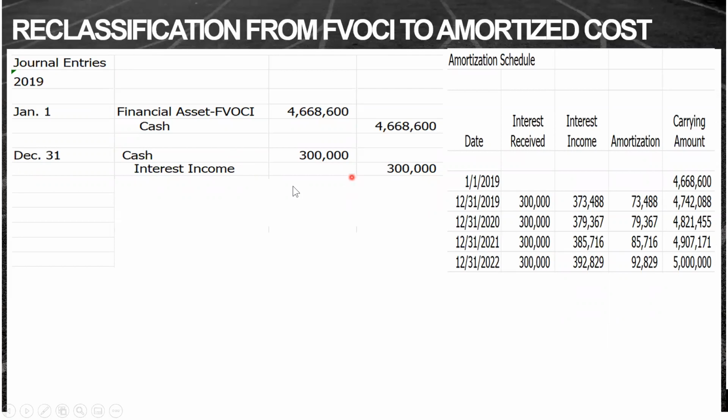Now, because this is FVOCI, we need to compute the amortization. Based on the amortization schedule, our amortization for December 31, 2019 is 73,488. So we record that. Since this is a discount, you debit your financial asset, FVOCI, for that amount and credit interest income for 73,488.